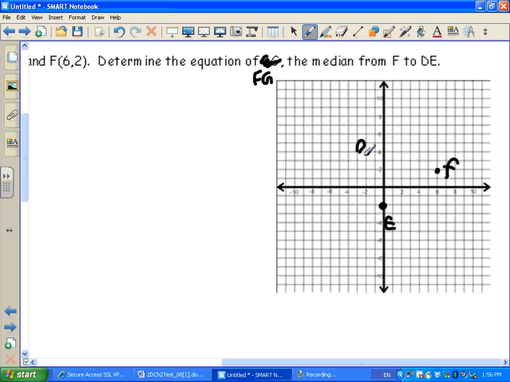Now we're going to connect these dots. Where's the line thing? It's up at the top. Do it in red. There we go. So we have line DE, line EF, and line DF. And the question says, determine the equation of FG, the median from F to DE. So we need to find the middle point of DE, so we're going to go to the midpoint of DE and draw a line to point F.